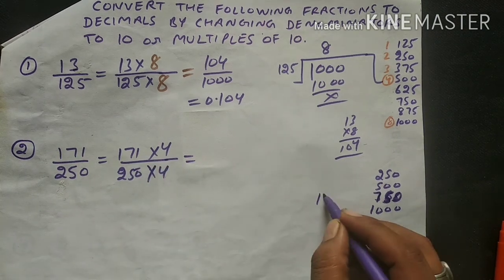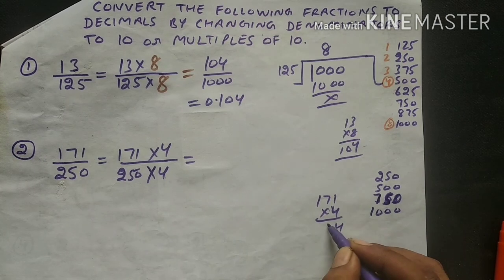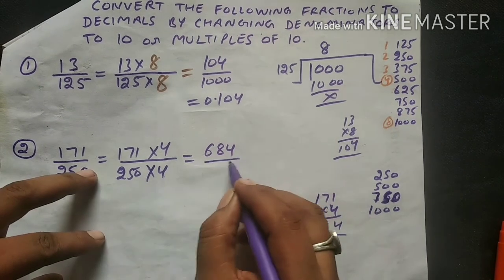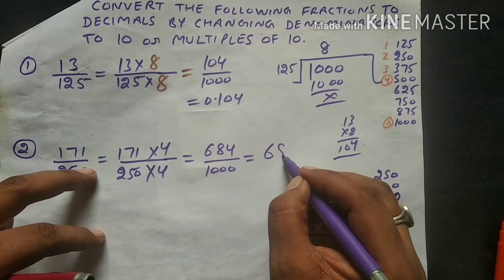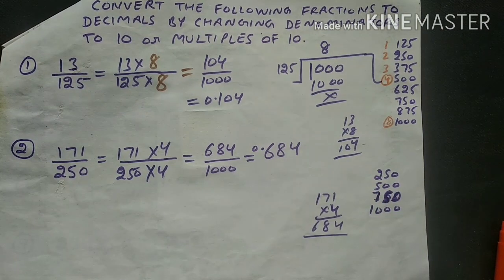Now the question is 171 multiplied by 4, 684 over 1000. So the answer is 0.684.